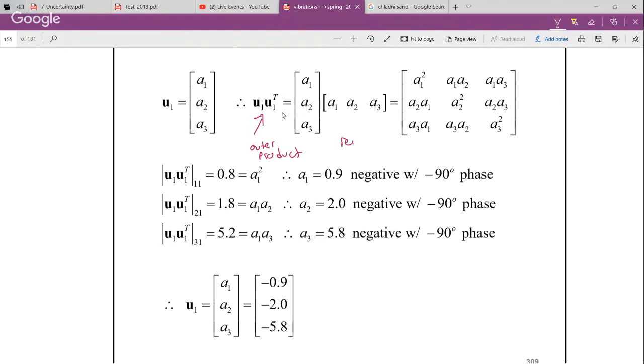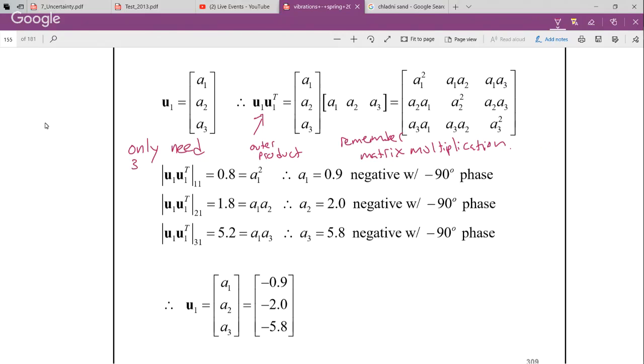We get 9 elements. However, if you look closely, if I give you the first row, or the first column, or the diagonal, you can determine the rest of them. You don't need 9 different measurements. You only need 3 to determine everything you need. So that's an important point which we're going to use.